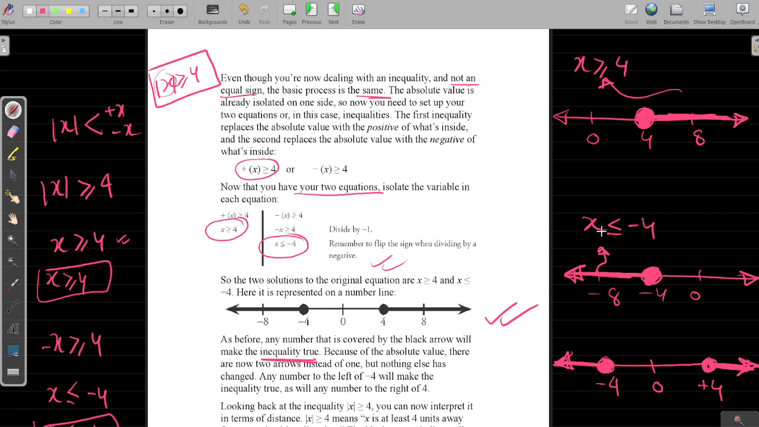Suppose you are placing -8 here. -8 is less than -4. Yes, it is less than -4. That's why it is also curved. But only -4 is equal to -4.